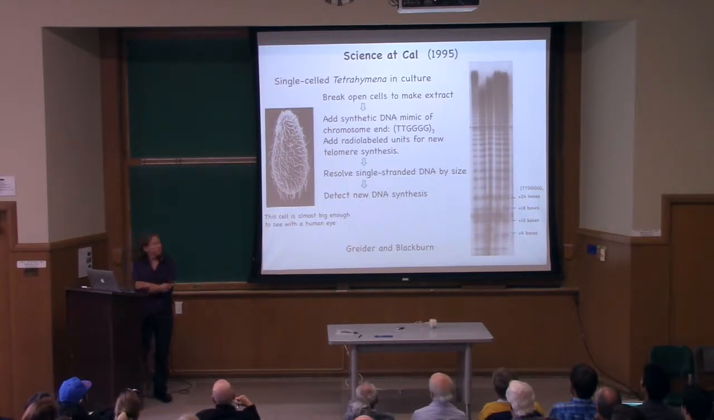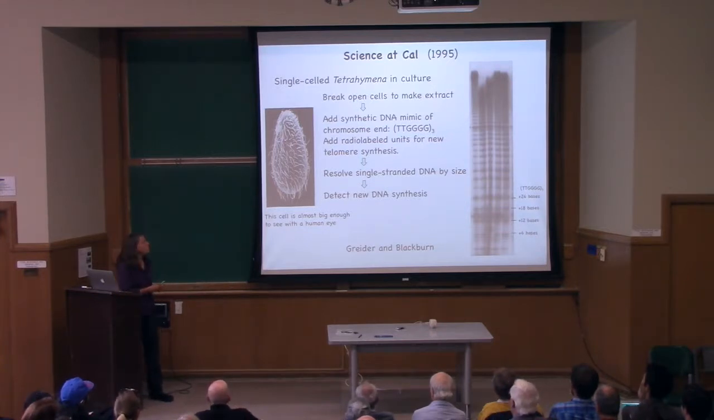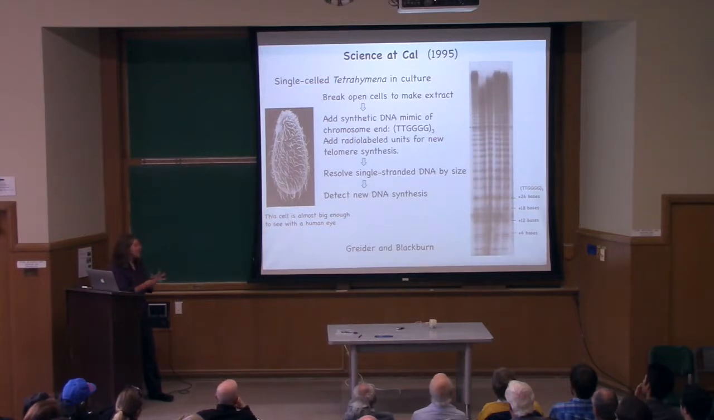It's a ciliated protozoa. It's called Tetrahymena. So Tetrahymena has a lot of telomeres. And so Carol and I were looking in this organism to see how the telomeres might be maintained. And how you do that is you grow up a bunch of cells, you break them open to make what's called an S-strand. And what you do is you add a synthetic DNA mimic of this chromosome, a single strand of DNA. You also add radio-labeled new DNA units, let that all sit together, and then you ask, did this piece of DNA get longer?